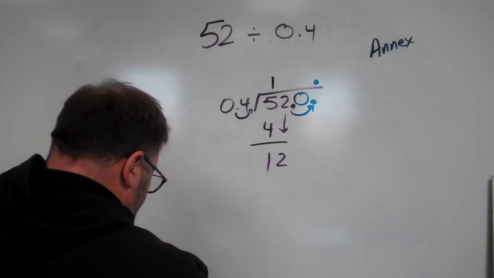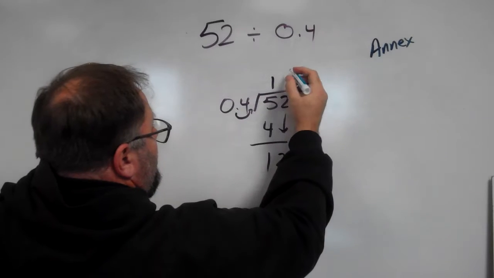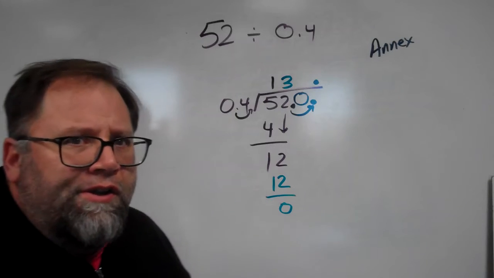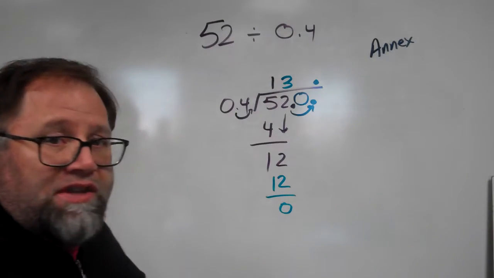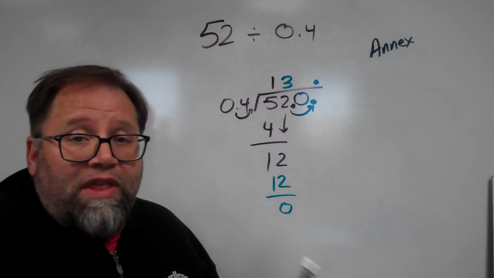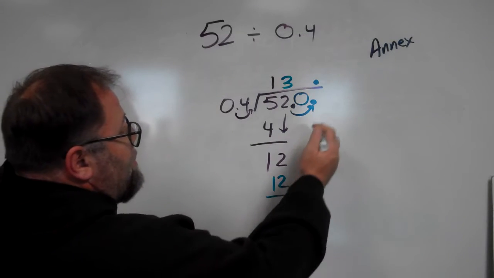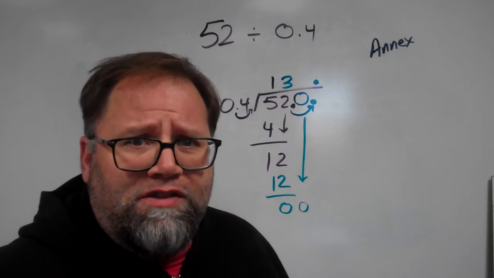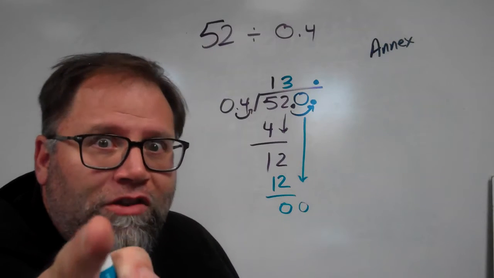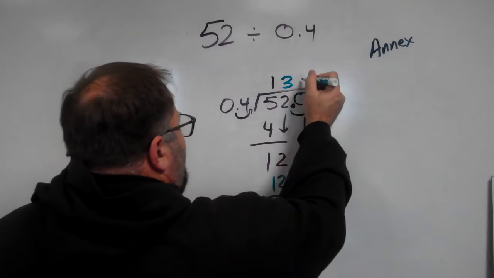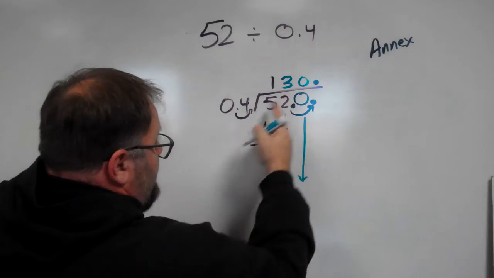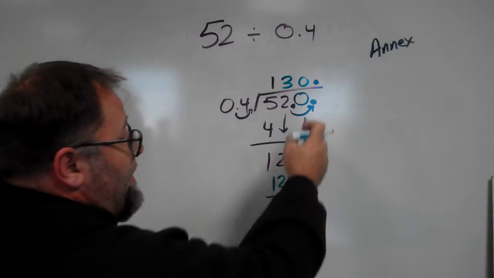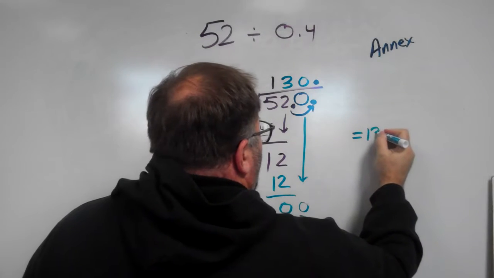Bring down our 2. How many 4s in 12? 3 of them. 12. 0. Now notice where we're at. We haven't made it to the decimal place yet. We've got to get there though because there's a number that has to be there. So in this case, we need to actually technically bring this down and say to ourselves, how many 4s are there in 0? There's no 4s in 0. That means there are 0 4s in 0. 0 times 4 is 0. 0. So our answer is not 13 because of where the decimal place is. Our answer is 130.